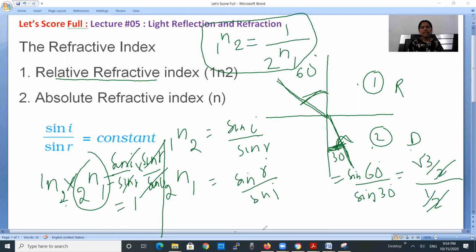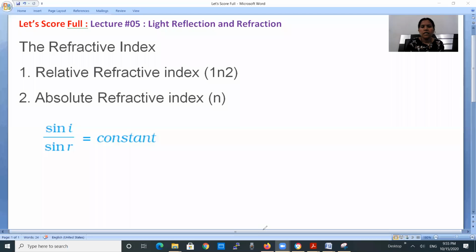So let's see the next question. Suppose I have a glass slab whose thickness is 10 mm. Okay, I have a glass slab whose thickness is 10 mm, and the refractive index of this glass material is 3 by 2. As I say, refractive index of glass is 3 by 2.